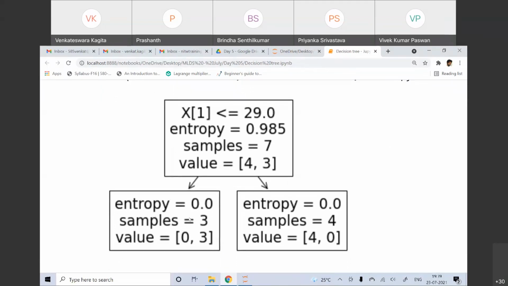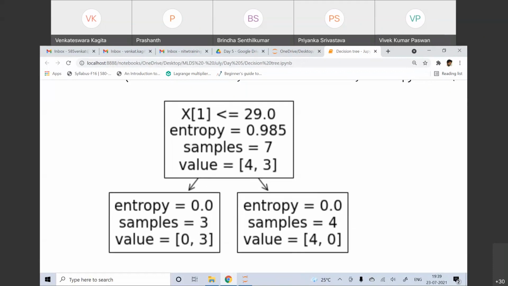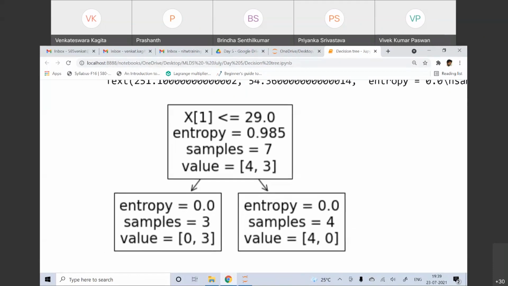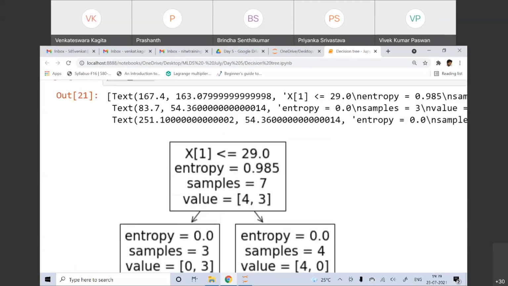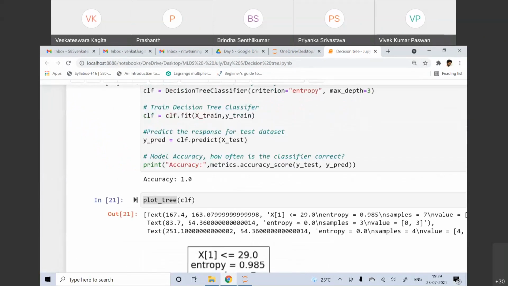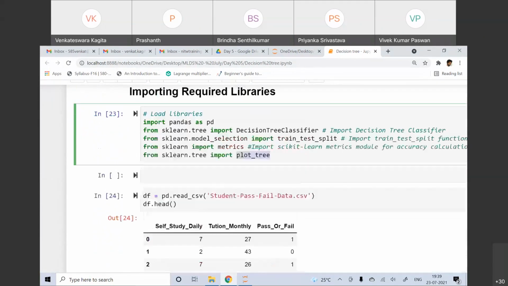It means all the samples belong to only one class. Number of samples is 3. Value is 0, 3. It means 0 instances belong to one class, 3 instances belong to the other class. Similarly here. Okay, so with that much detail, you can visualize the decision tree. Right. So that's all. If you have any query, I'll take. Otherwise, we can wind up for the day.